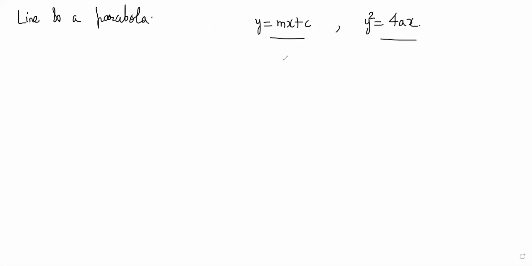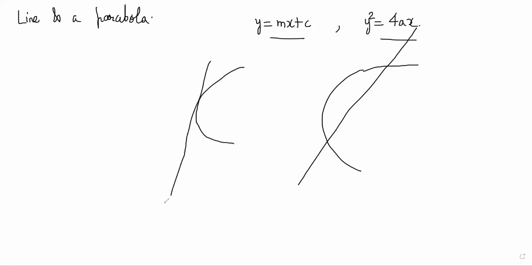The next thing we want to understand is line and a parabola, how they interact. If you have a line y is equal to mx plus c and a parabola y square is equal to 4ax, right? Then when can we say that the line cuts the parabola like this, or touches the parabola, or doesn't intersect, right? These are the three cases possible, right?